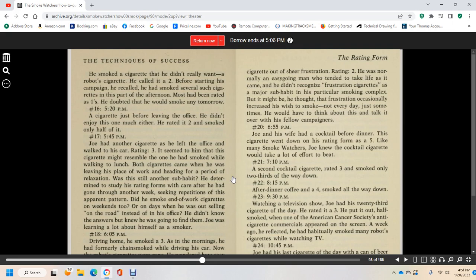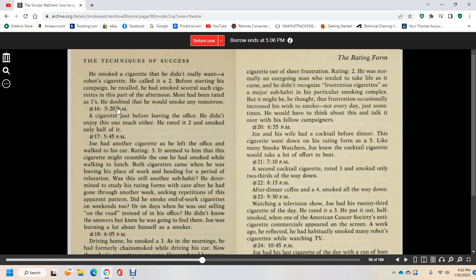He smoked a cigarette he didn't really want, a robot cigarette. He called it a 2. Before starting the cigarette, he recalled that the smoker had shoveled such cigarettes in this part of the afternoon. Most had been rated 1. Undoubtedly, he would make a smoke any tomorrow.